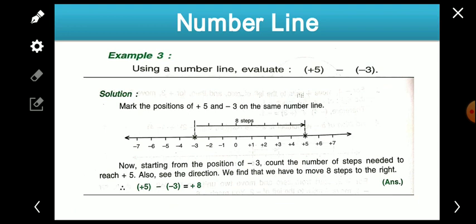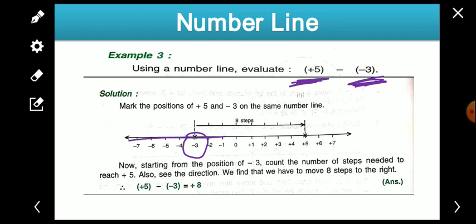So let's take another example to understand better. Now we have to subtract minus 3 from plus 5. We will mark both the numbers, plus 5 and minus 3. So minus 3 is here, we have marked.